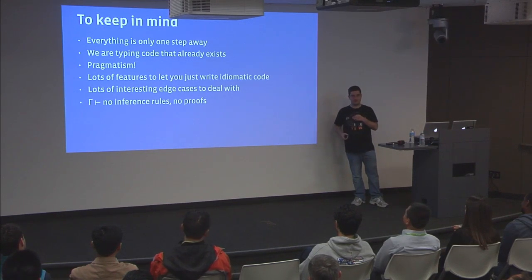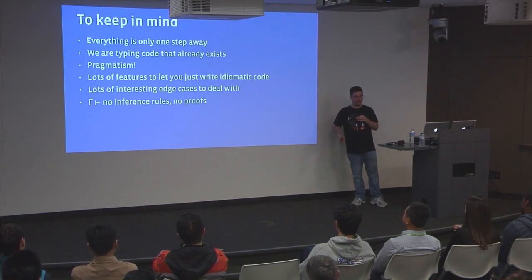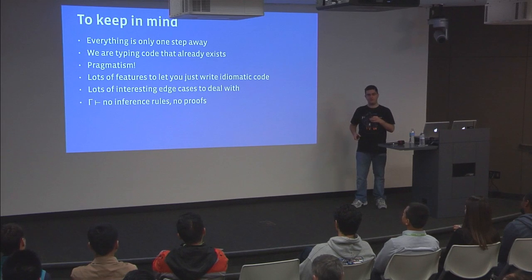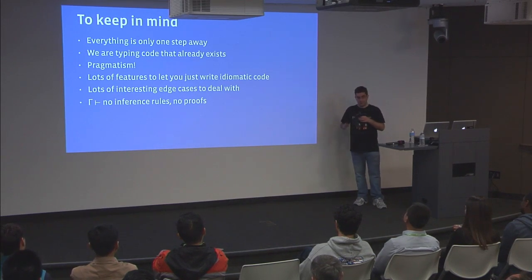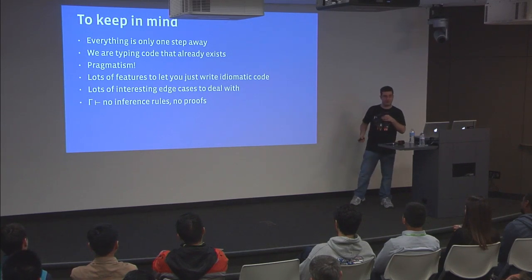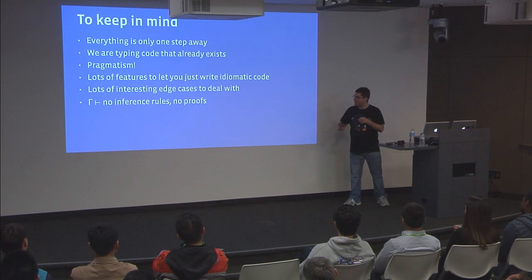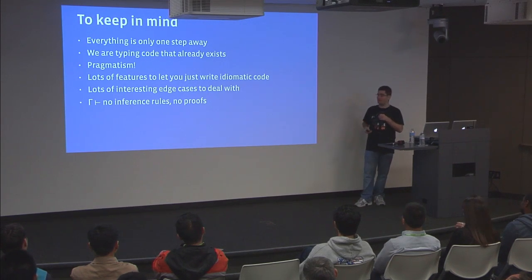we're typing code that already exists. We can't require annotations to be everywhere because they're not in PHP. PHP doesn't have a type system like this. But we also can't do global inference for a bunch of reasons, most of which come down to performance. They'll be talking about that in the third section. So everything is only one step away. If an annotation is missing on a parameter or a return type, we don't infer it. And that leads to some of the interesting edge cases we'll be talking about in a minute.